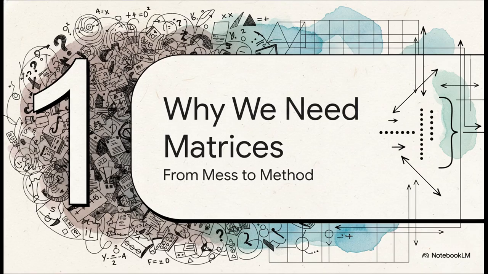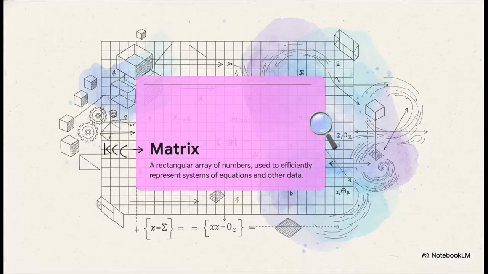This first part is all about making a shift, moving away from the chaos of doing these calculations by hand and into the clean, structured world that matrices give us. So, what is a matrix, really? At its heart, it's just a grid of numbers. That's it. Think of it like a little container where we can neatly line up all the important numbers, the coefficients, from our equations. This simple act of getting organized is the first big step.